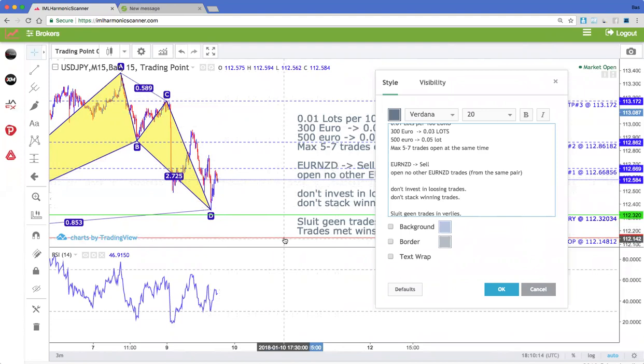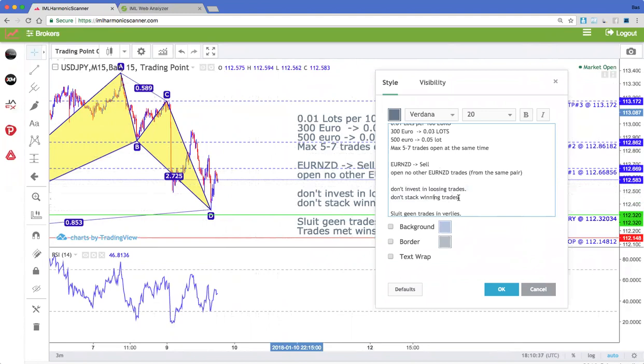Then you are still losing double the amount that you normally lose when you have a new trade. So don't invest more in losing trades, but also don't invest more in winning trades. Just calculate it one time. US dollar, Japanese yen, I want to do this buying trade. I want to risk 3 euros. I want to gain 6 euros and keep it like that.